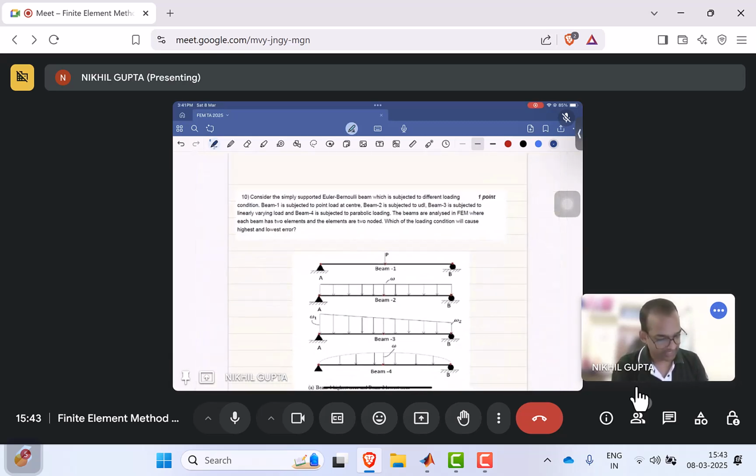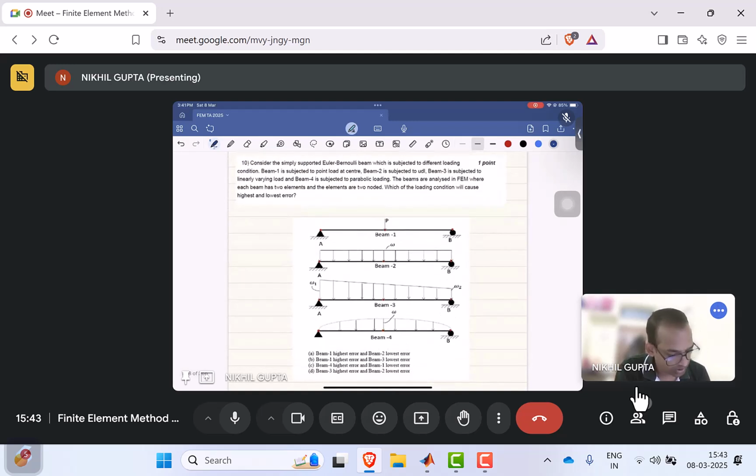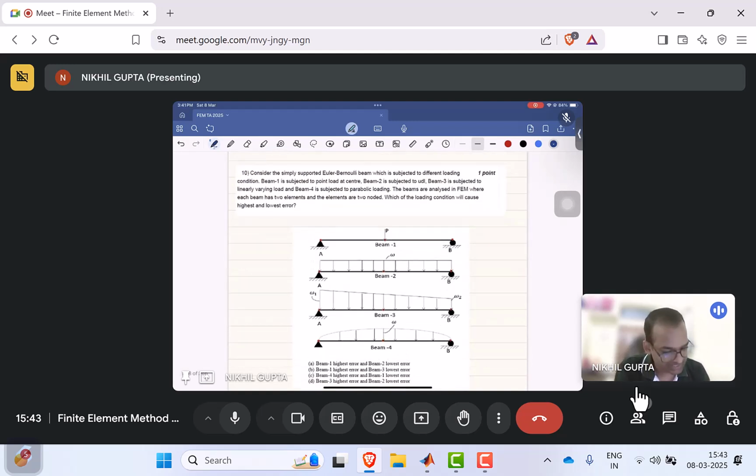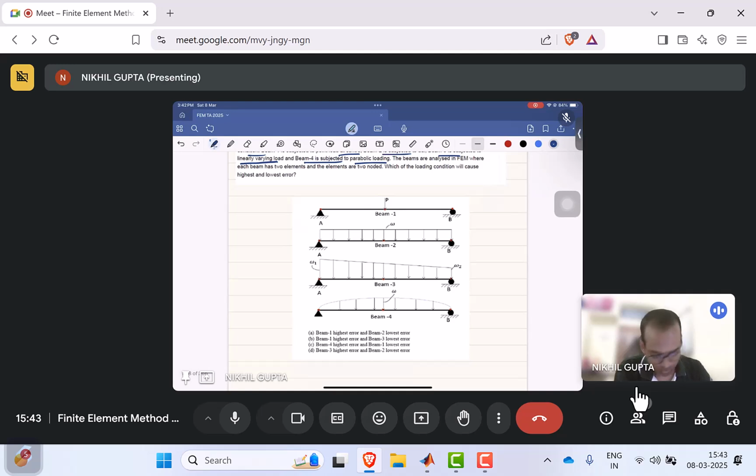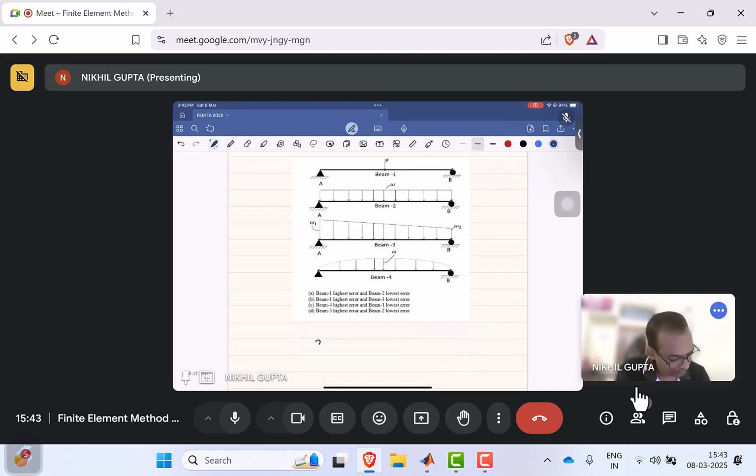Okay, question number 10 I have already solved in one of the classes. We'll see again. So what it says, consider the simply supported Euler Bernoulli beam subjected to different loading. Beam 1 is subjected to a point load at the center, beam 2 is UDL, beam 3 is linear varying load, beam 4 is parabolic, and we are using the FEM solution. So we know that when you use a two node beam element, we can correctly measure the 3 degree of equation.